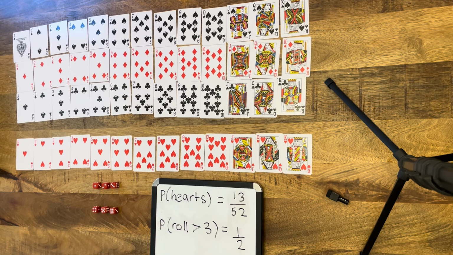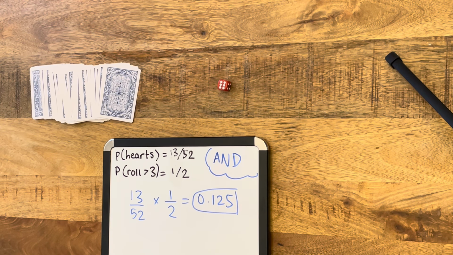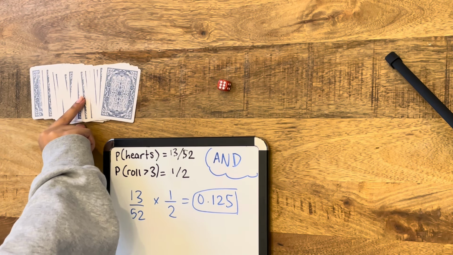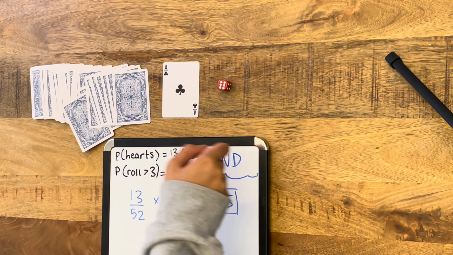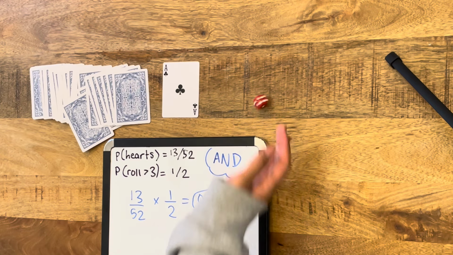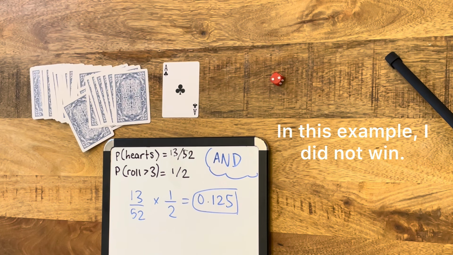Now, let's add logic. Let's say I'll only win if I get a card of hearts and a roll greater than 3. And probability calculates the likelihood of multiple events occurring, using multiplication of individual event probabilities to calculate. So the likelihood is 13 over 52 times 1/2. This scenario has a probability of 0.125.